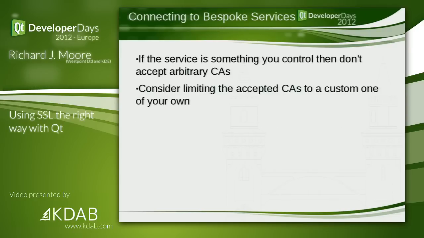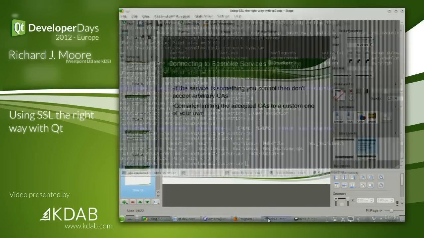So with a bespoke service, as I was saying, you again don't need to buy a proper certificate. You can just make your own. But in that situation, what you want to do is limit the authorities that you trust just to the one you're expecting. We'll have a look at how we do that in Qt.